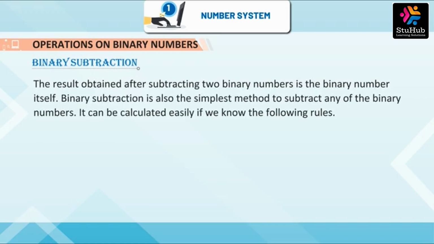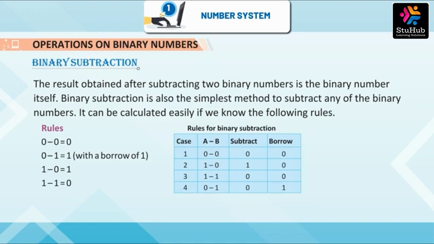Binary subtraction. The result obtained after subtracting two binary numbers is the binary number itself. Binary subtraction is also the simplest method to subtract binary numbers. It can be calculated easily if we know the following rules. Rules: 0 minus 0 is equal to 0. 0 minus 1 is equal to 1 with a borrow of 1. 1 minus 0 is equal to 1. 1 minus 1 is equal to 0.